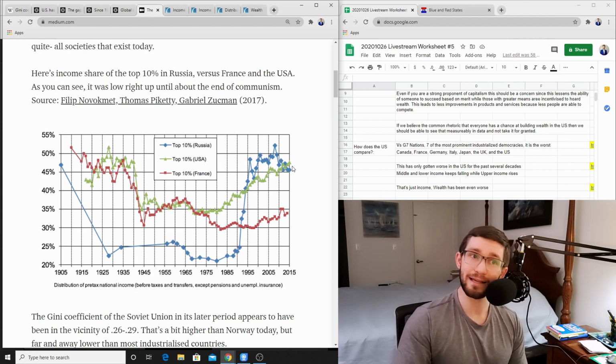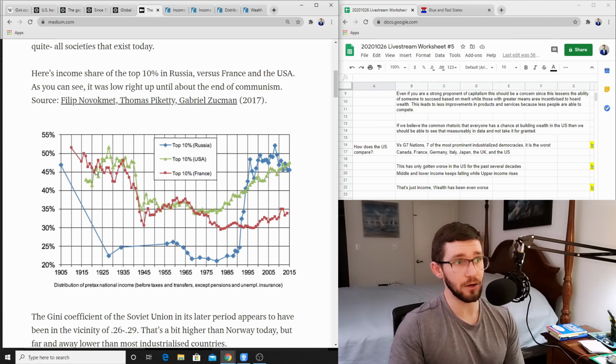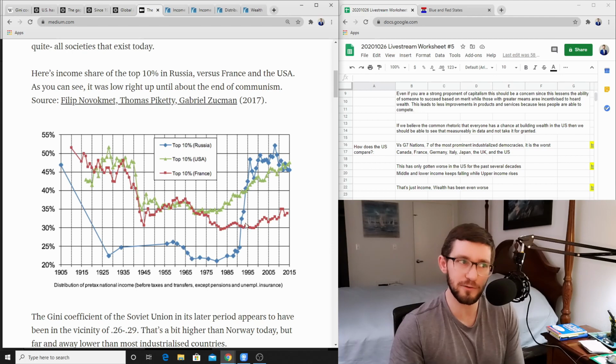That's not a good thing, not if you care about income inequality. Now, France, we can see over time, it was bad. It dropped. It's been consistently dropping, but it's started to level off, right?